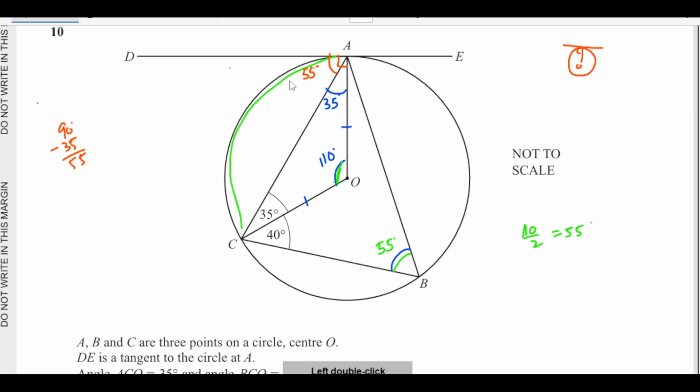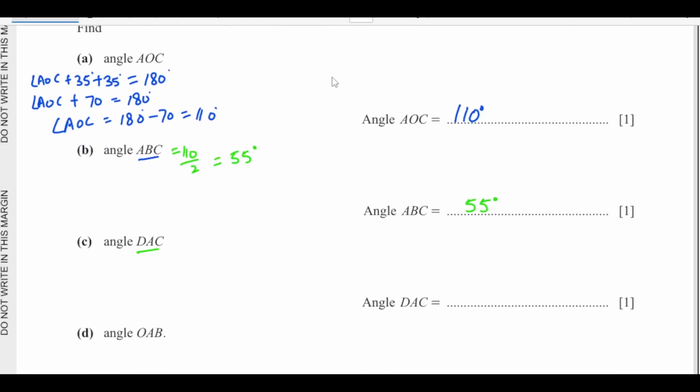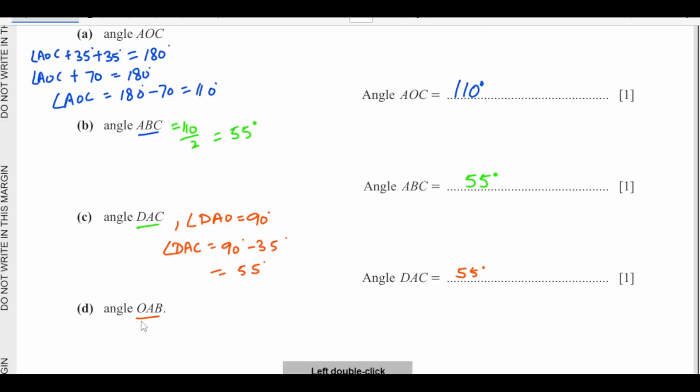Or there is another way: if this angle is 55 here, by the alternate segment theorem, this outer angle will also be 55. So, there are two ways to do that. From here we will write down angle DAO, it was 90, that is what we did, the angle between the tangent and the radius. So, then angle DAC is 90 minus 35, which is 55 again. Now, next we are looking for angle OAB.